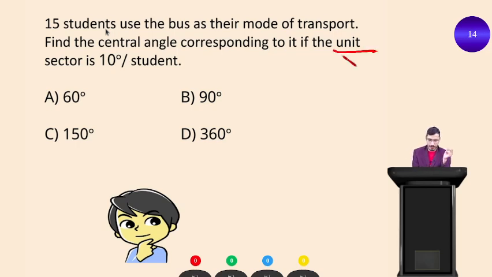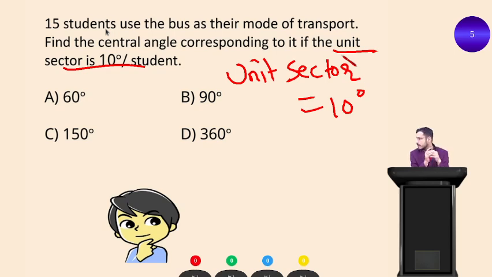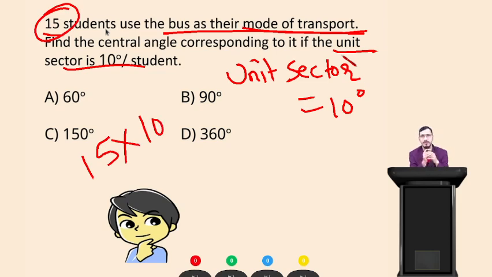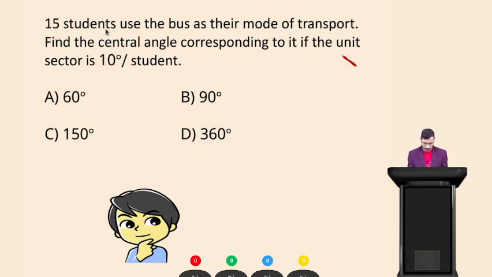You can see here the unit sector is 10 degrees per student. And there you can see 15 students use the bus as their mode of transport, that is the number of students, 15. So the answer is, we multiply 15 and 10, the unit sector. So 15 into 10 is 150 degrees. So here the right answer is option C, 150 degrees.